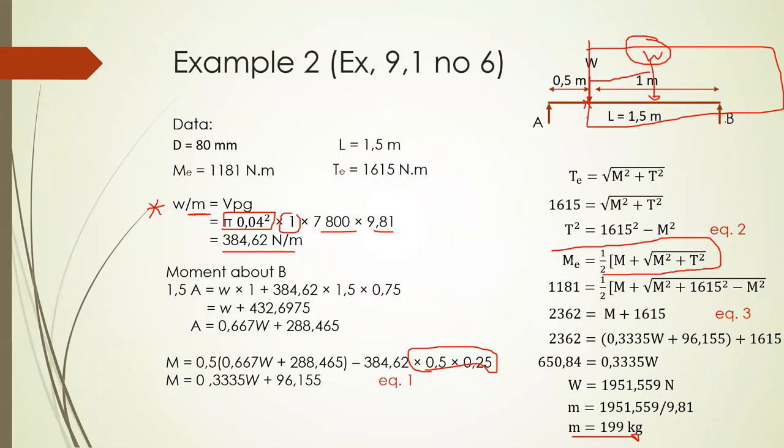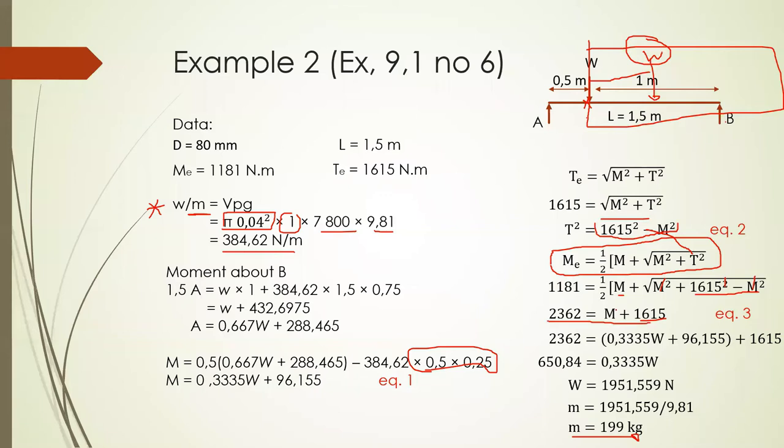We've got M, but we don't have torque, so we make torque the subject of the formula here, T squared. Then you take this equation 2, you just substitute it there. There it is. Remember, these two will cancel off. You are left with this square root of 1,6,6, 1,6,1,5. Then it cancels off. Then you are left with this and this mass. 1.5, 0.5 is going across to multiply by 2. You are left with equation 3.